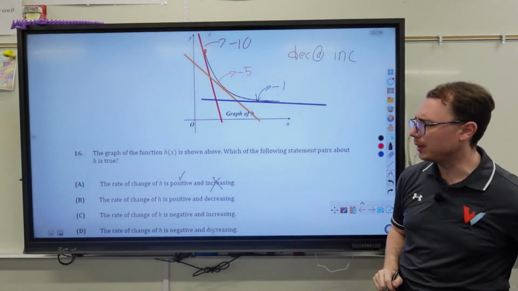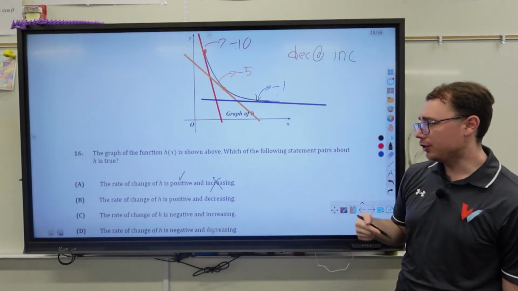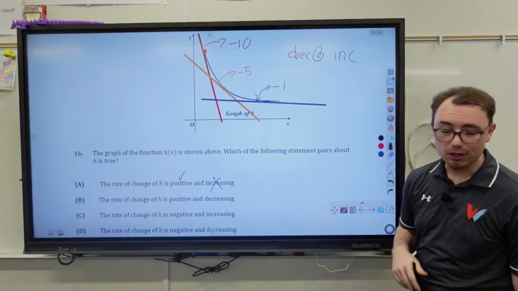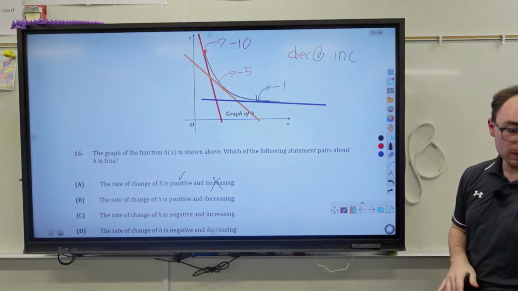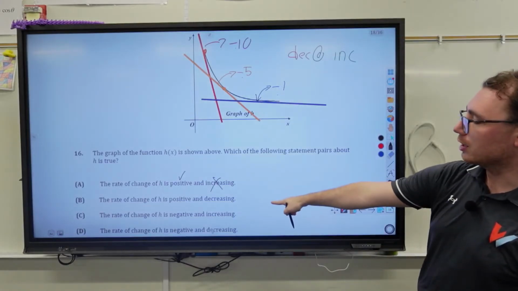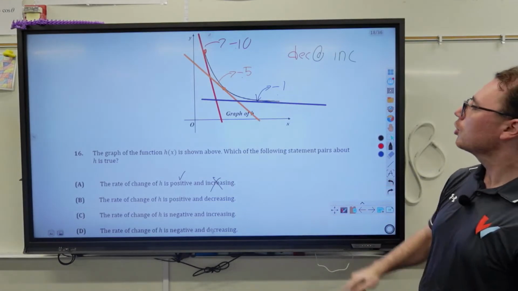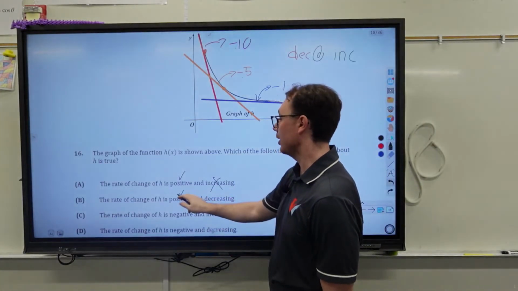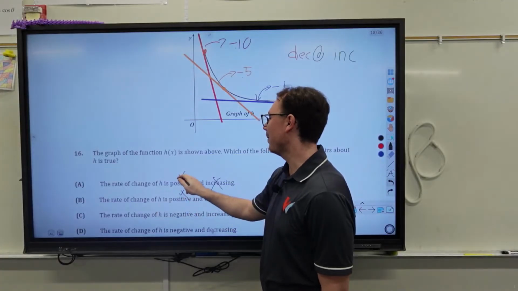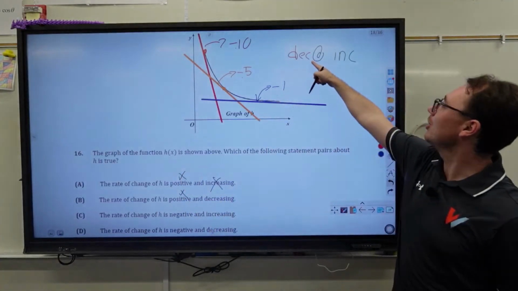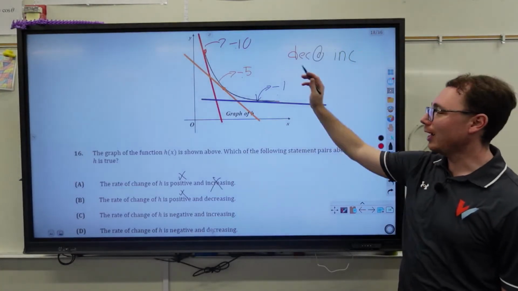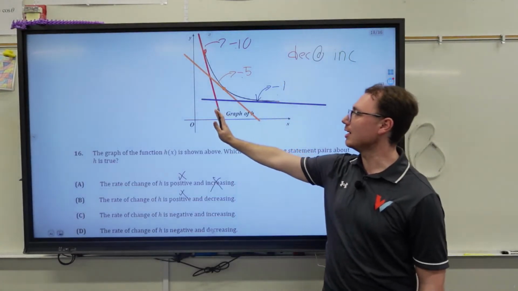Let's take a look here for B. The rate of change of h is positive and decreasing. Well, we know for B here that the rate of change for this graph is not positive, because we know that the rate of change here is decreasing. That was my bad. The rate of change for both of these here is negative.